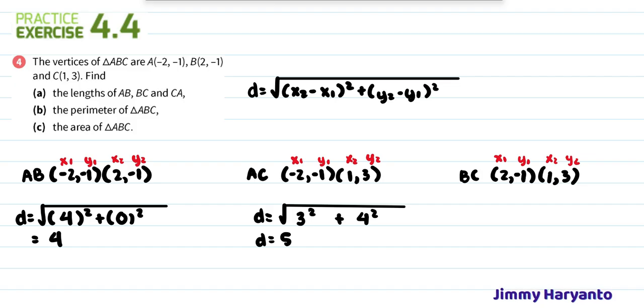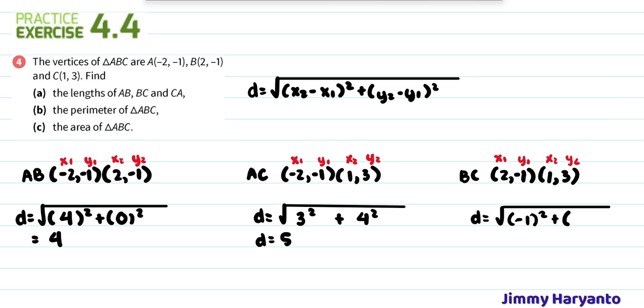And then this one is the square root of (x2 minus x1) squared, 1 minus 2 is negative 1 squared, plus 3 minus 1 equals 4 squared. And this one is the square root of 17. Okay, because we want to find the perimeter later, we have to, no, it's correct. 4 is correct, 1 is correct. Okay, so let's calculate this. Let's change this into decimals. 4.12 units.